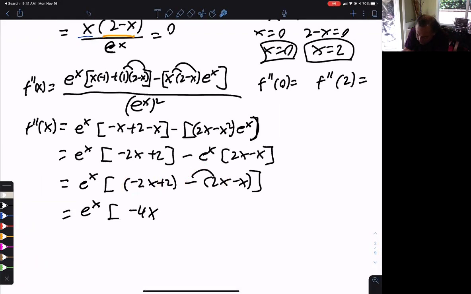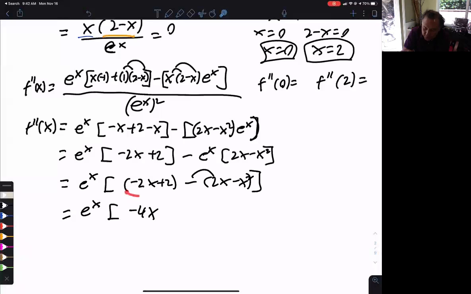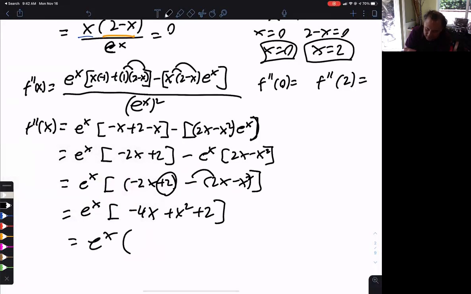Oh no, I messed this squared up. That's a squared, right? That's a squared. Okay, I'm okay. So minus 2x is minus 4x. Minus a negative is plus x squared. And then I have a plus 2. I kind of put that in the wrong order. I'll rearrange it: x squared minus 4x plus 2.